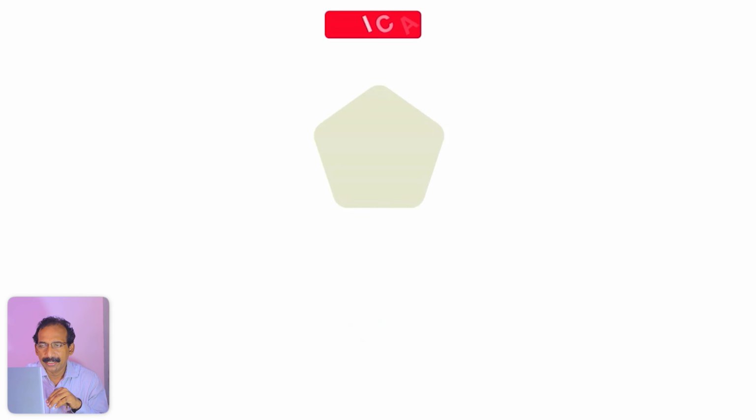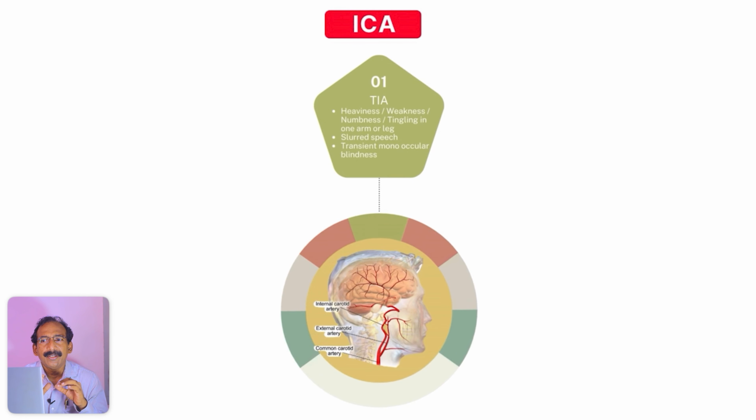Now coming to the internal carotid artery, and you see the transient ischemic attacks, the heaviness or weakness, numbness, and tingling of one arm or one leg, slurred speech, not hemiplegia, transient monocular blindness. So we have discussed the various stroke syndromes involving the anterior circulation stroke.